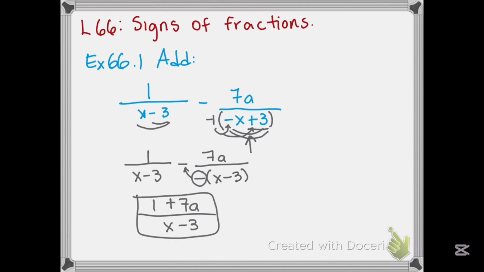And that's our answer. So what we want to do is change the sign, put a negative in front, so that we change the signs of the terms inside of the factor so that we have a common denominator and then we can add. Let's look at another example.